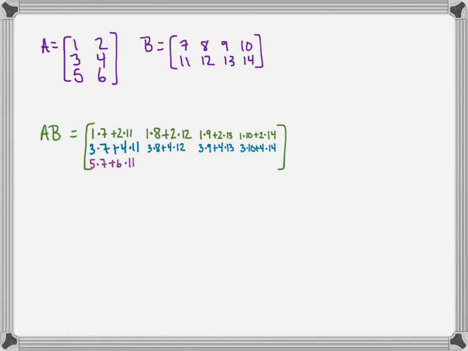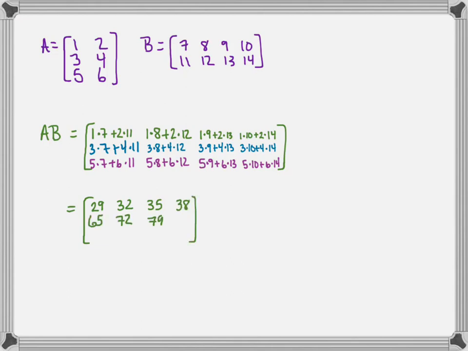In the third row, 5 times 7 plus 6 times 11, 5 times 8 plus 6 times 12, 5 times 9 plus 6 times 13, and 5 times 10 plus 6 times 14, or 29, 32, 35, 38, 65, 72, 79, 86, 101, 112, 123, 134. The product has 3 rows and 4 columns, so its dimensions are 3 by 4.